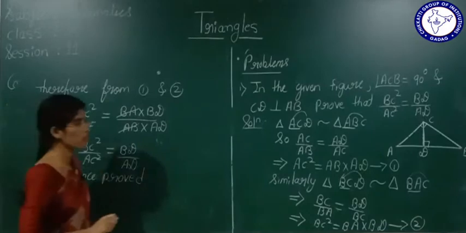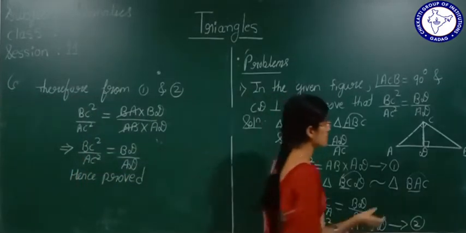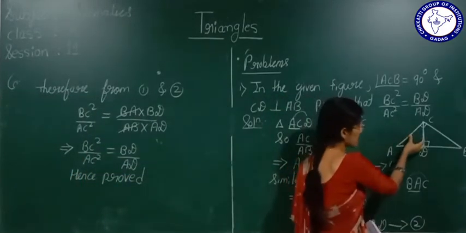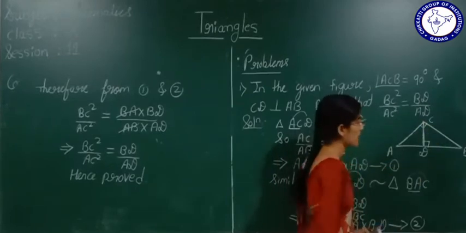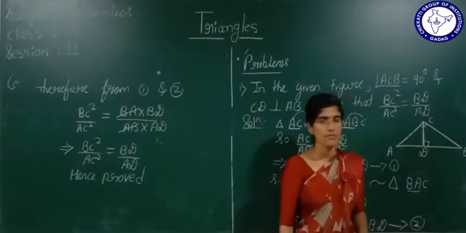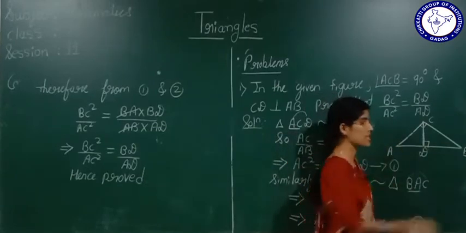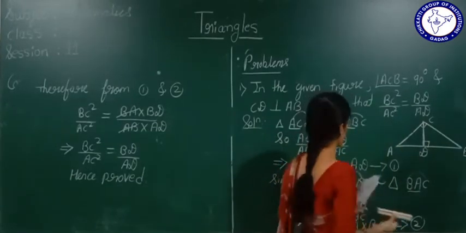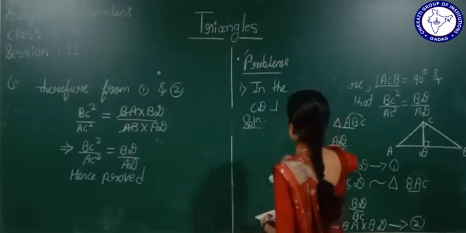The main thing here was that the small triangle CDB is similar to the big triangle ACB. This was the main concept here. So now we will see the second problem.